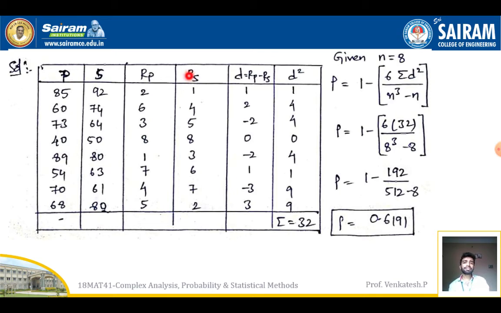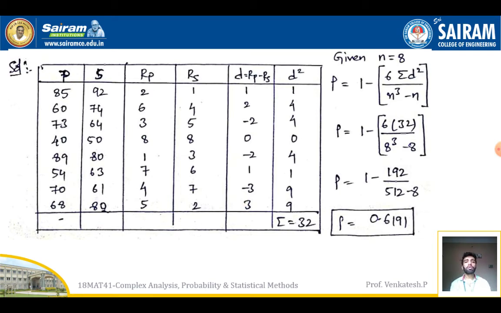So the rank for the SSLC marks is given like: for 92, 1; for 74, 2; for 82, 3; for 80, 4; for 82, 5; for 83, 6; for 74, 7; for 64, 8; for 63, 9; for 61, 10; for 58. So now for differences, I'll be getting 1, 2, minus 2, 0, minus 2, 1, minus 3, 3 as the difference between RP as well as RS.